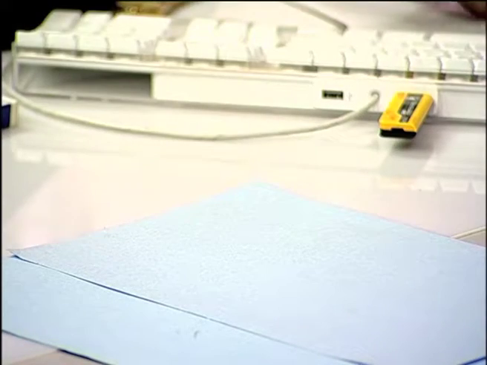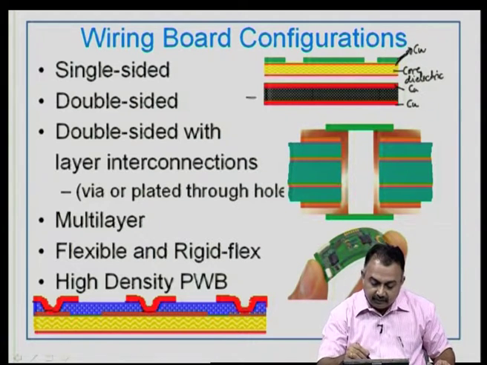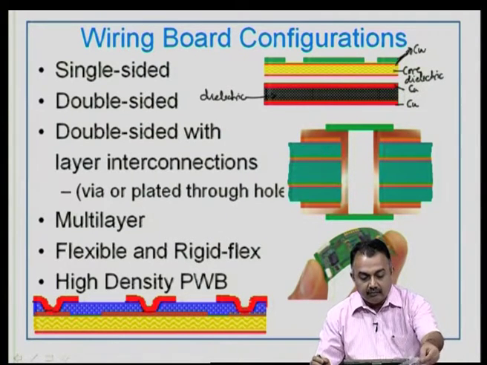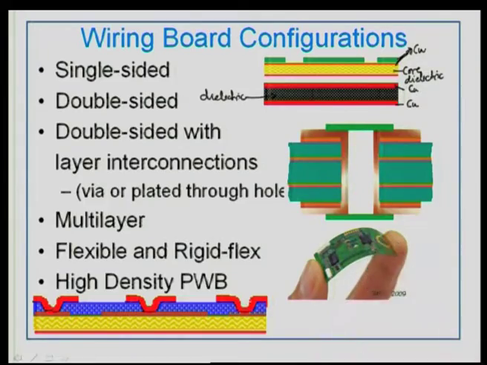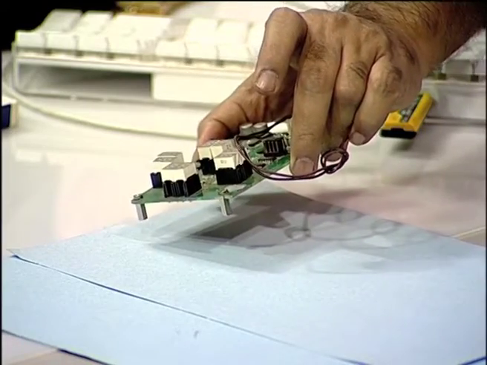You can have a double sided board, which means you can have copper on both sides separated by a dielectric material. And in most cases you can also do assembly on both sides. For example, here you can see assembly has been done on both sides.